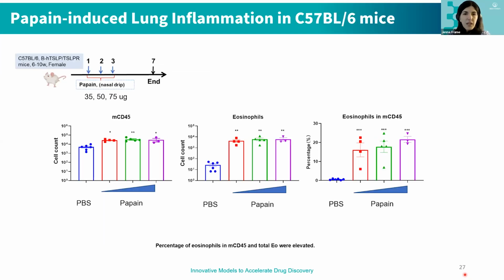So in this first study, C57 black 6 mice were subjected to intranasal administration of papain, which is a cysteine protease, at 3 different doses for 3 days. After 7 days, immune cells in the bronchoalveolar lavage fluid, or BALF, were assessed. And this revealed a significant influx of CD45 positive cells, as well as numbers of eosinophils in the BALF of these mice. The percentage of eosinophils in the CD45 population also appeared to increase in a dose-responsive manner.